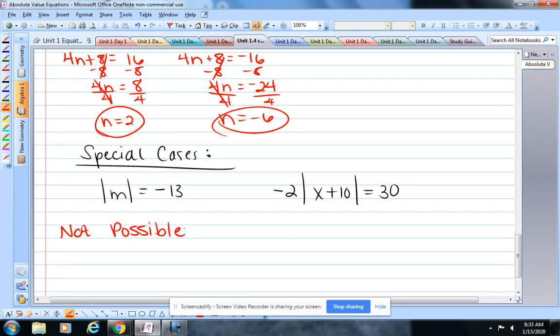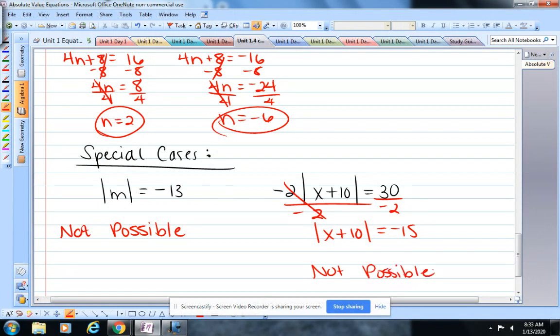Are the absolute value bars by themselves? No. So you can't say anything's possible or not possible to solve until you get the bars by themselves. So if I say you write not possible on an equation and the bars ain't by themselves, it's called you didn't try. Okay? You got to get your bars by themselves first. So how do I get these bars by themselves? Divide by -2 on each side. And then it says the absolute value of x plus 10 equals what number? Now what? Not possible. But you have to get your bars by themselves first.